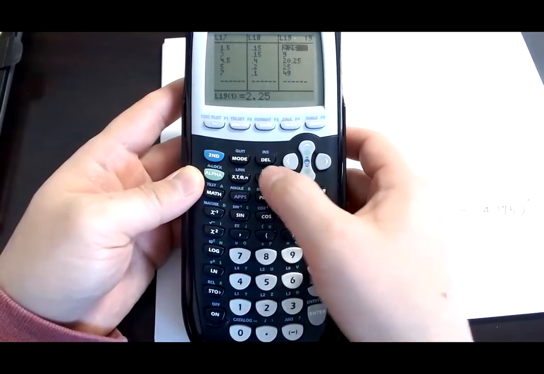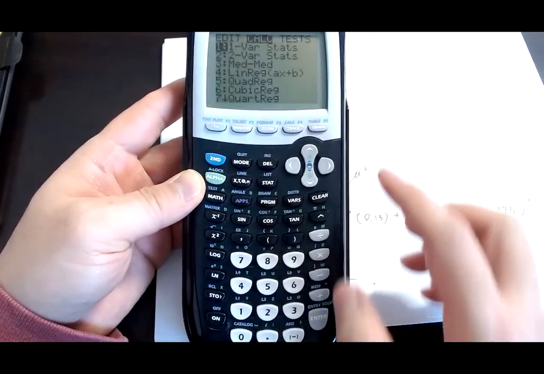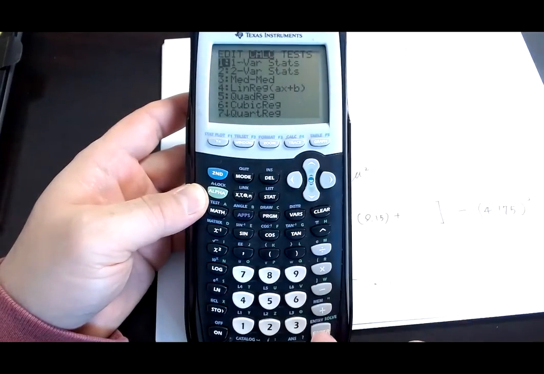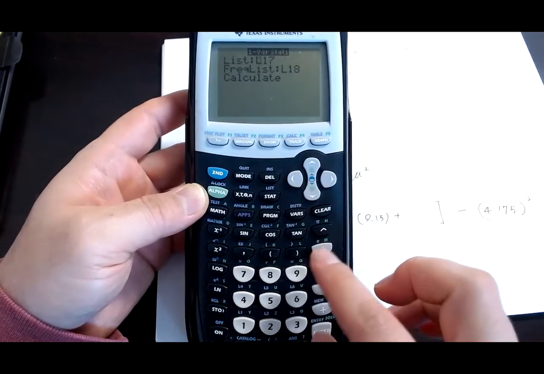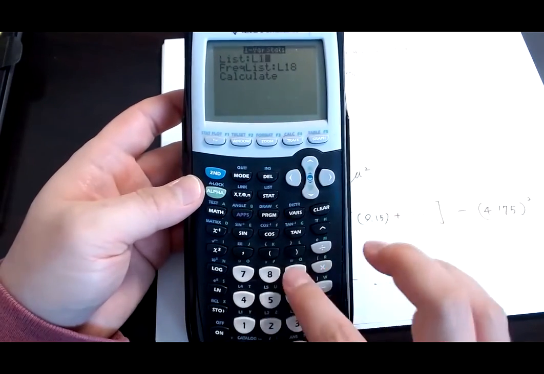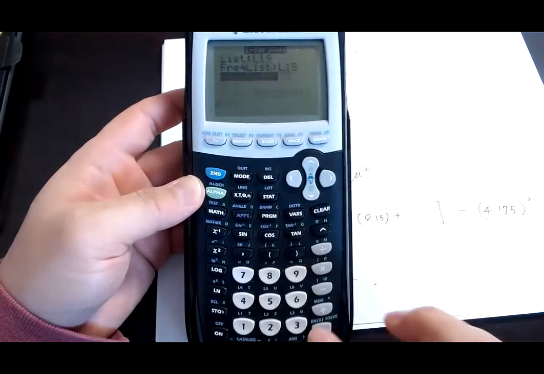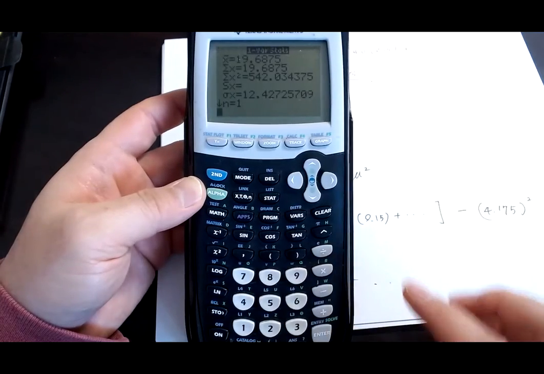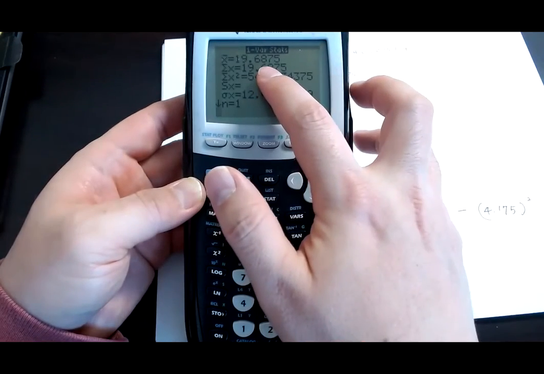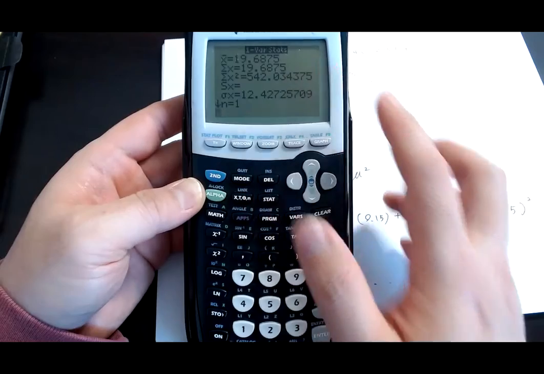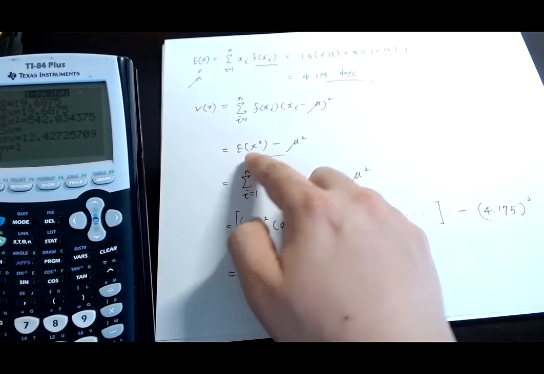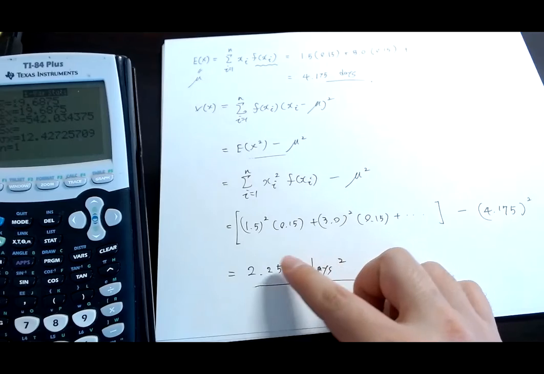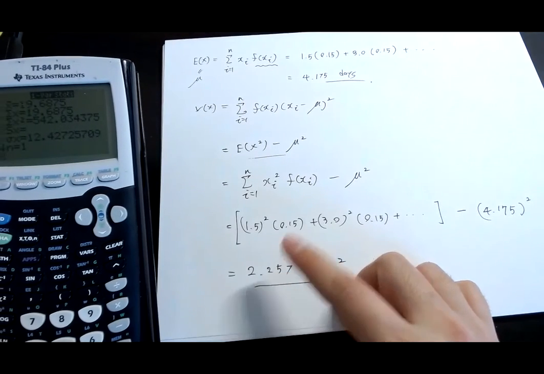So now we press stat and then go to the calculate tab and press one-variable stats. The list is going to be L19, right? Okay, so now we got 19.6875, and that's the E of X squared. Then subtracting mu squared, you're going to get 2.257.